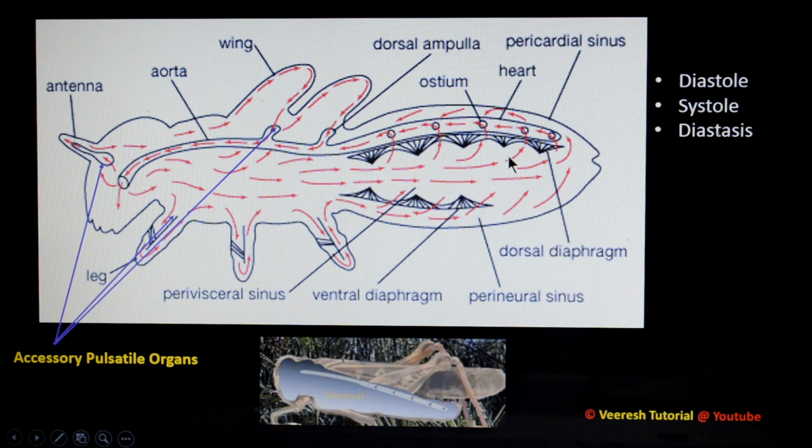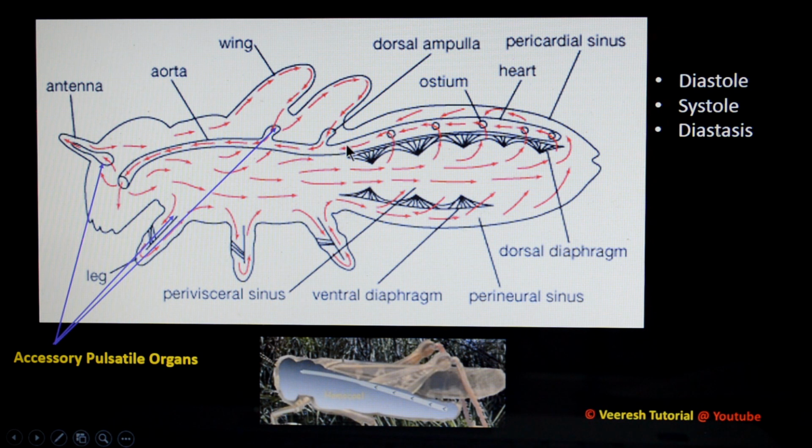When these alary muscles expand, blood from different parts of the body enters into the heart chamber through the openings called ostia, and later the forward movement of that blood takes place due to the contraction of the alary muscles. This phase is called the systole phase.